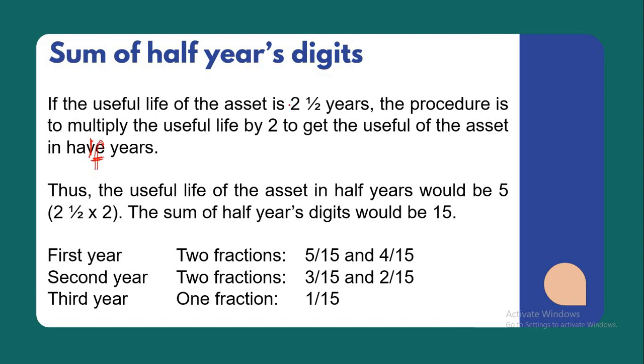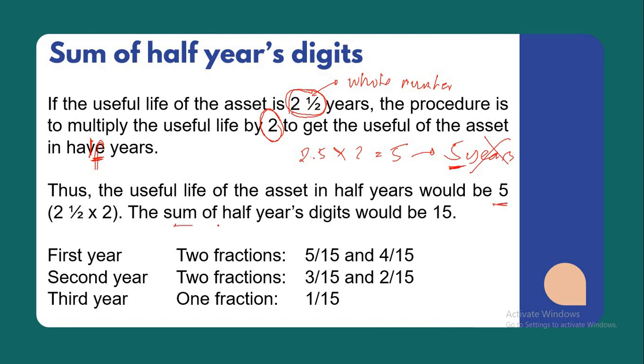So, we convert it to whole terms. This fraction 2.5, we convert into whole numbers. How? You just multiply it by 2. So 2.5 years times 2 is 5. So it is a whole number now, but it doesn't mean that its useful life is 5 years. It is still only 2.5 years. However, this 5 represents the number of half years, or semesters. So this 2.5 years will include 5 semesters or 5 half years. So our depreciation will be on the basis of half years. Thus, the useful life of the asset in half years would be 5.